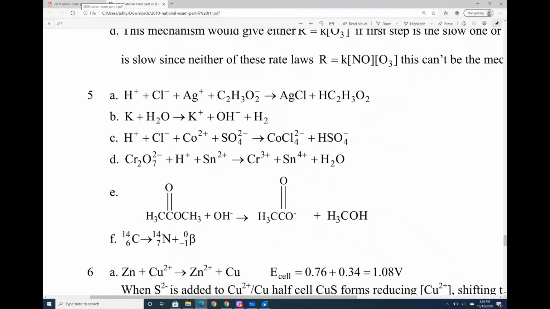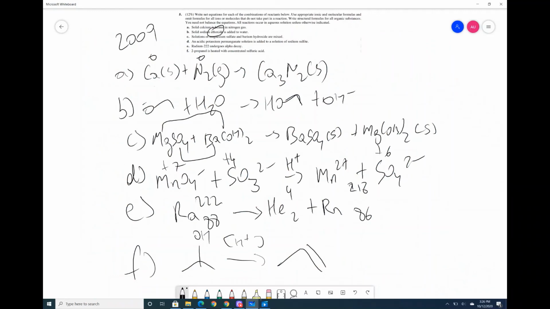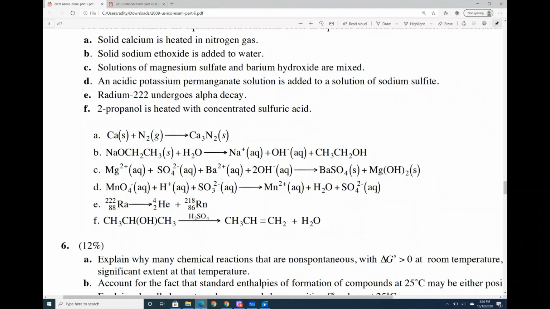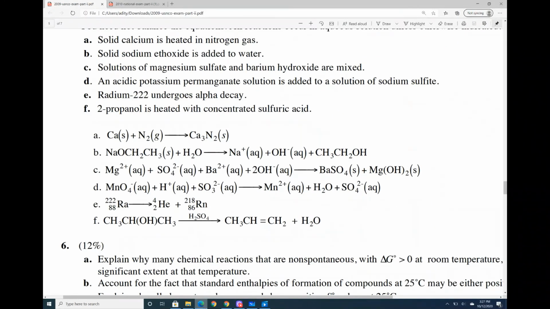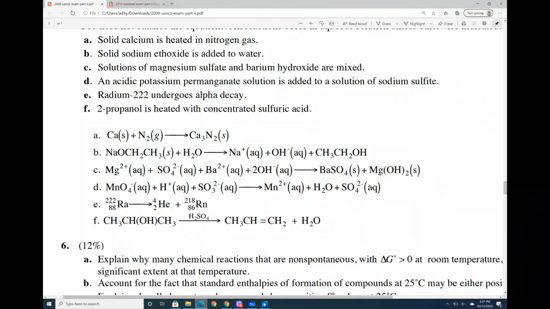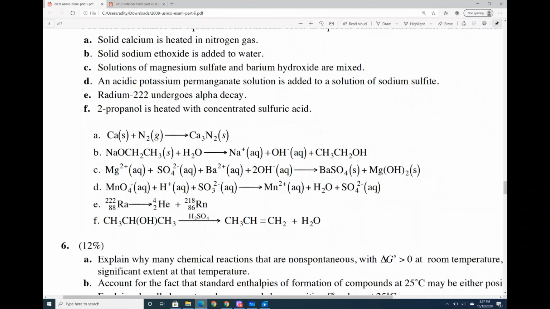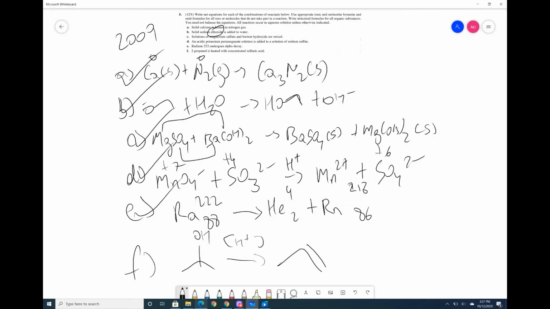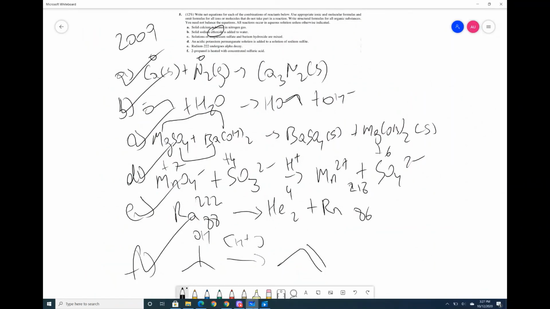I did not look at them, I just brought them up. Trust me, guys. So then calcium plus nitrogen, yep, we got it correct. Yep, we got it correct also. Yep, also got this one correct. Yep, also this one correct. Yep, this one correct. And yep, this one correct too, so we got everything correct.